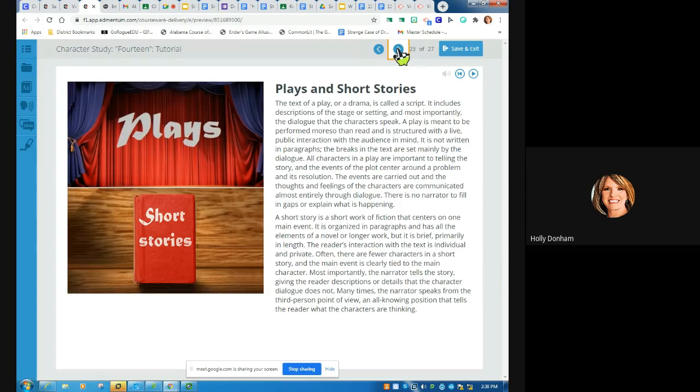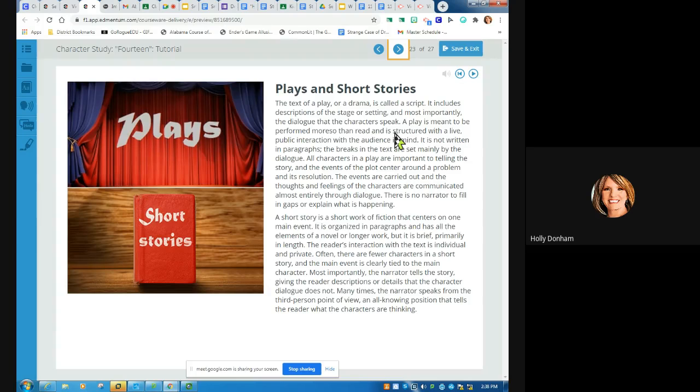Text structures. Remember, at the beginning of this presentation, I talked about plays as one type of text structure, and short stories are another type of text structure. And the text, when it's a play, is called a script, right? That's the printed version of the play. It's got descriptions of the stage. It's got a description of setting. It also has all the dialogue that the characters speak.